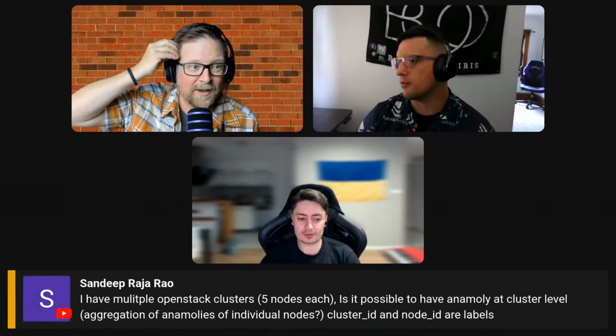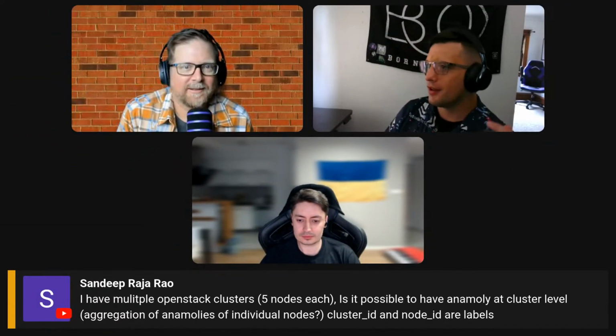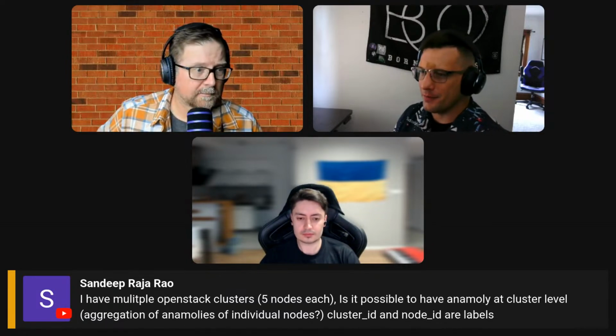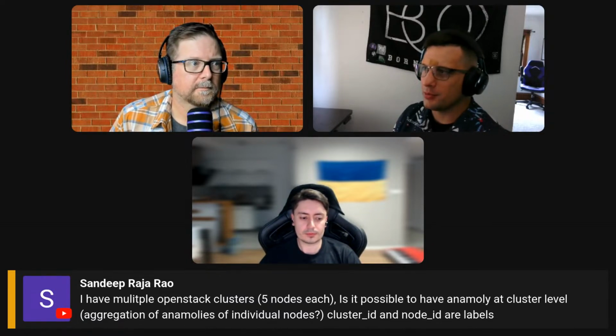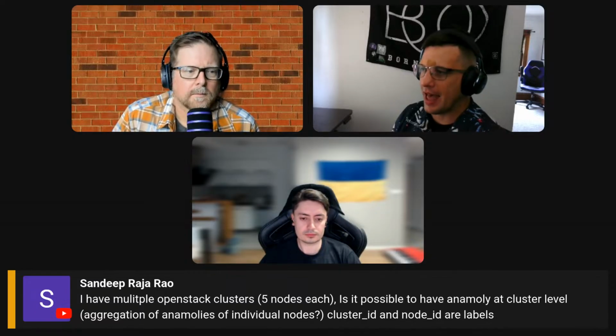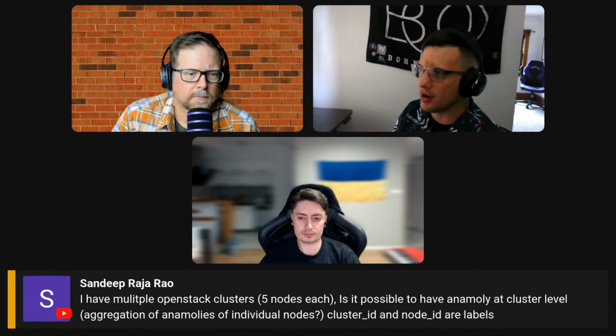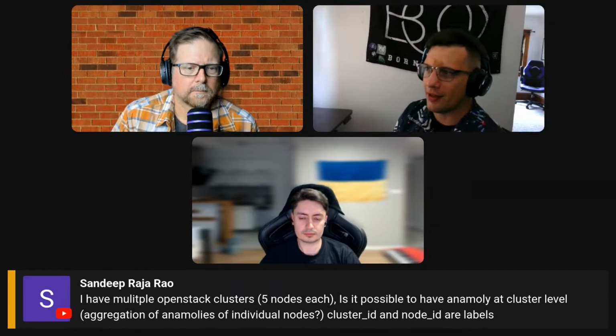Hey, we have one more. Oh yeah, here you go. Go ahead. Yeah, we have one more question, and then I think we're at a good spot to wrap up. So if you have multiple clusters, is it possible to detect anomalies at a cluster level, even if the metrics are at an individual node level in that cluster?